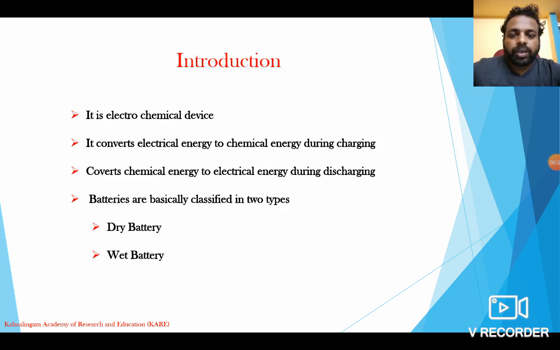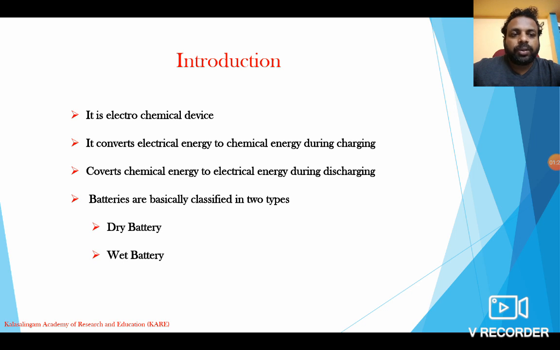So I will straight away move to the topic of battery. Battery is nothing but a storing device. It helps to store DC current, and it is an electrochemical device. If you are recharging the battery, the electrical energy is converted into chemical energy, and if you are drawing power from the battery, the chemical energy is converted back into electrical energy.